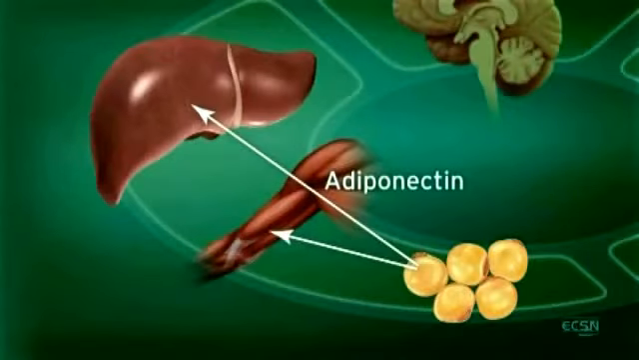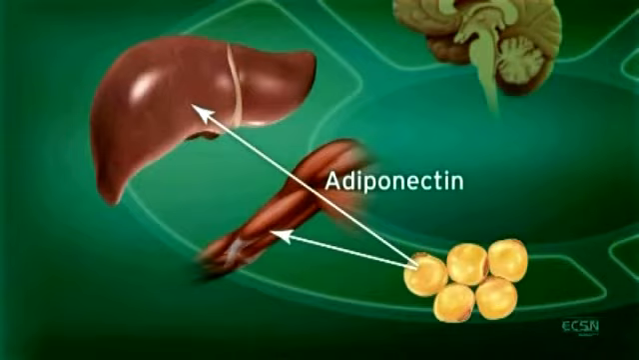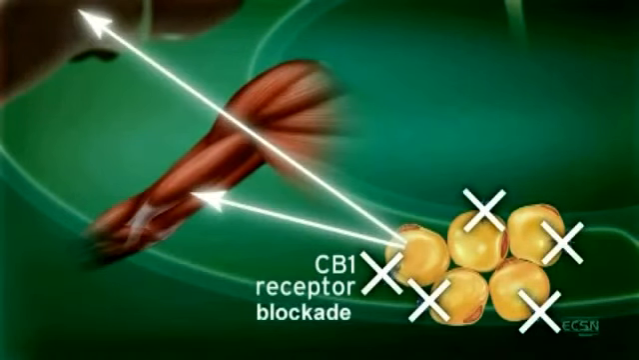Adiponectin, another hormone secreted by adipocytes, regulates lipid and glucose metabolism. Adiponectin is believed to regulate fatty acid oxidation in muscle and liver, thus improving insulin sensitivity. CB1 receptor stimulation in adipocytes reduces adiponectin, while CB1 blockade increases adiponectin synthesis.